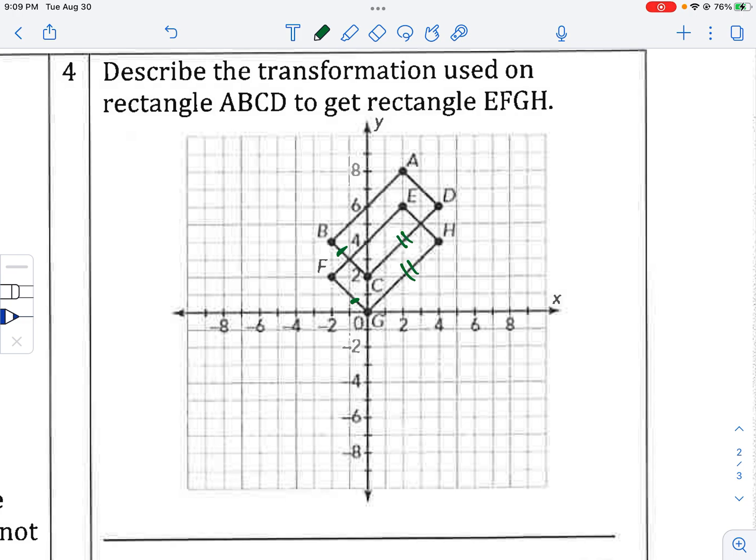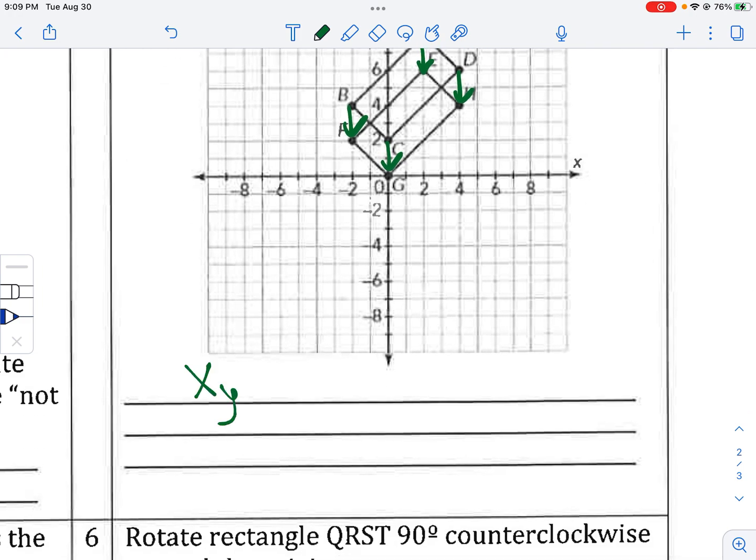Oh, describe the transformation. It's not even what it's asking. So how did it move? Well, rectangle this to get this thing. So if we start at A, how did it get down to E? It went down 2. This went down 2. Down 2, down 2. So it's (x, y) goes to (x, y minus 2).